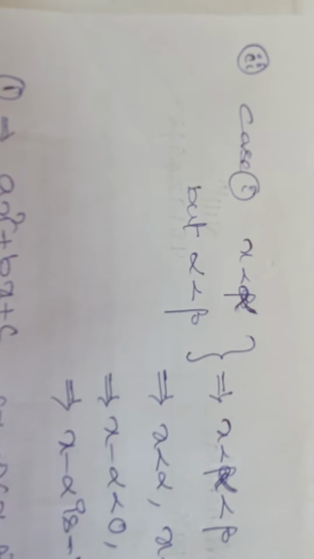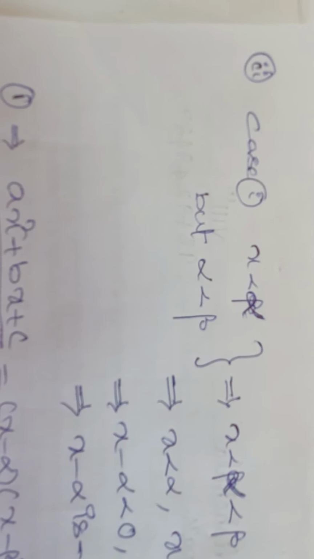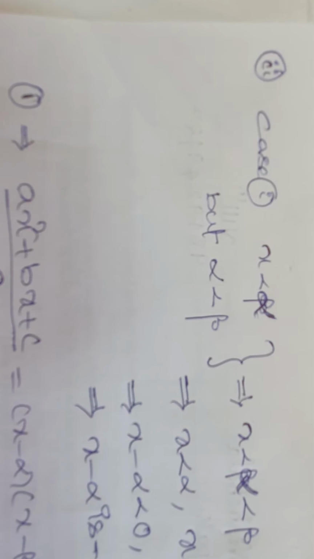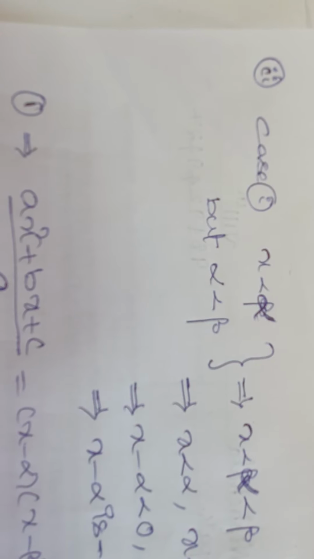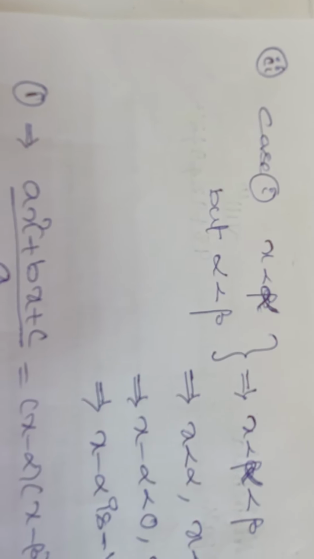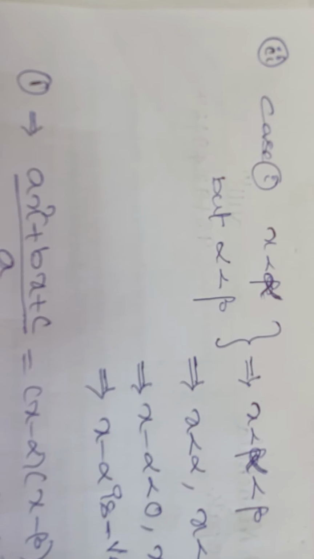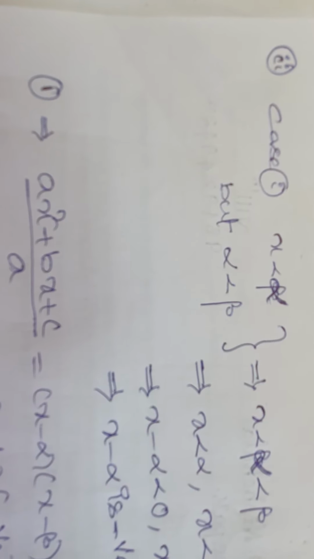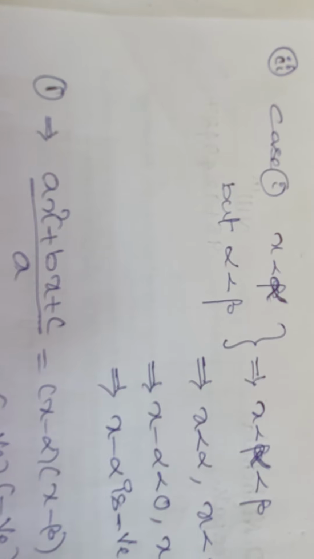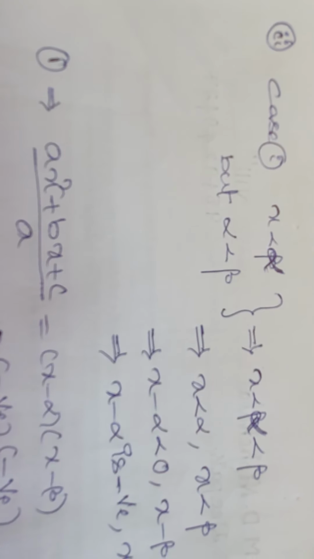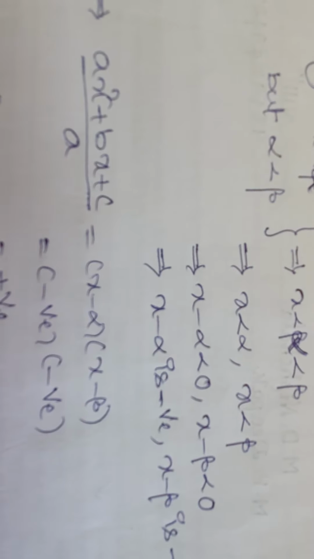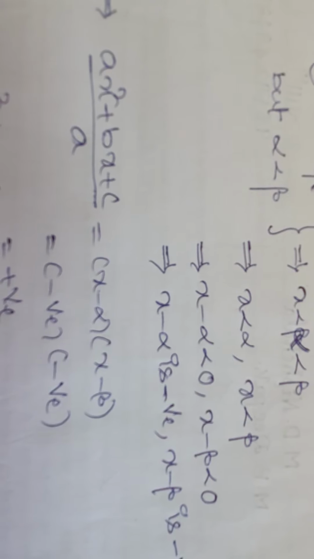What is case 1? x less than α. What is given in the statement? α less than β is given. If x < α and α < β, by combining the two inequalities, it can be written as x < α < β. Now we have to split this inequality into separate inequalities such that both have x. So it can be written as x < α, x < β. That implies x − α < 0, x − β < 0. That implies x − α is negative, x − β is negative.